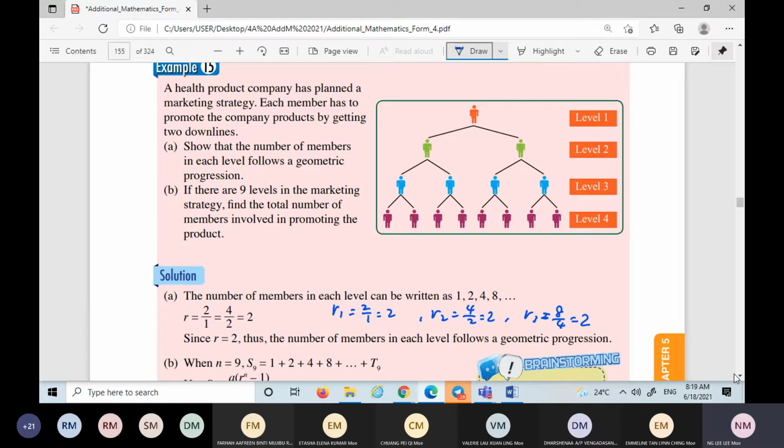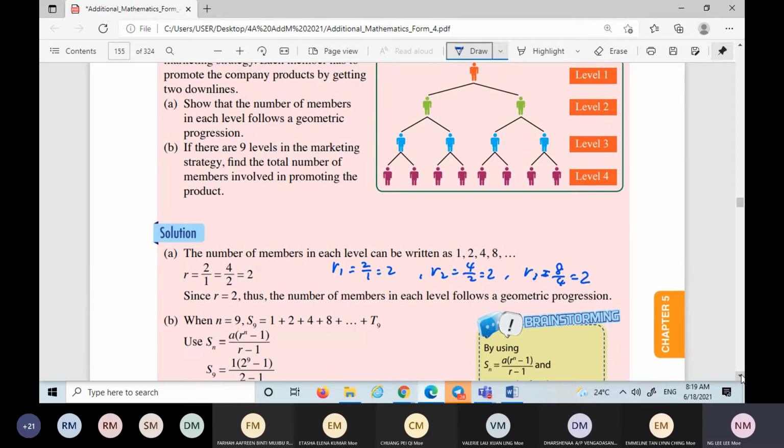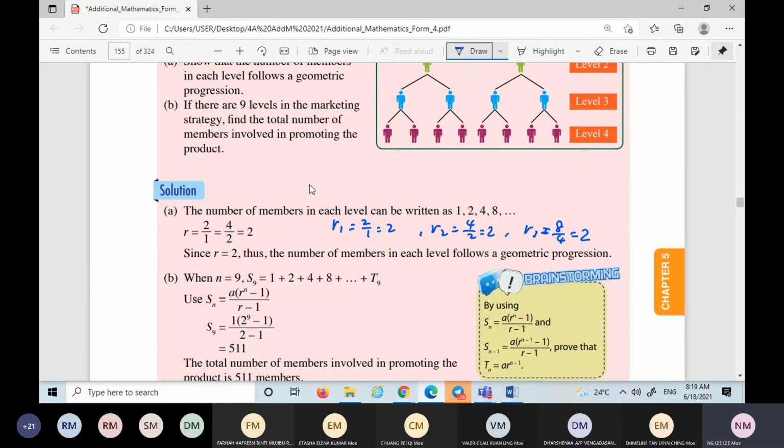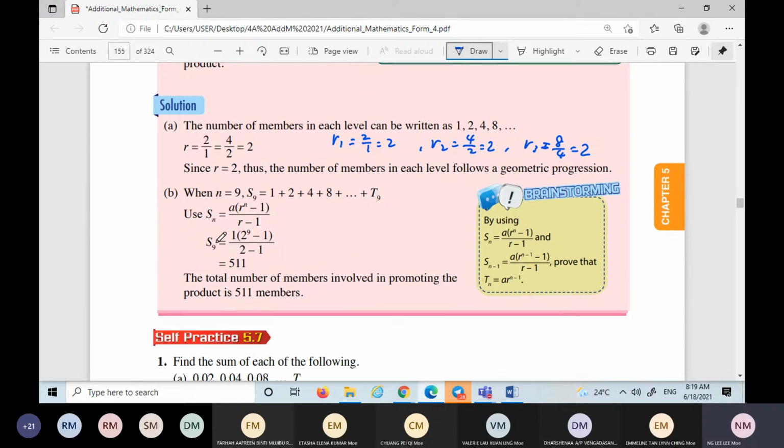If there are 9 levels in the marketing strategy, find the total number of members involved in promoting the product. 9 levels, they want the total number of members. Means start from the first level, one person, second level, 2 people, until the 9th level. Don't know how many people, you add up all. So you are finding S9.